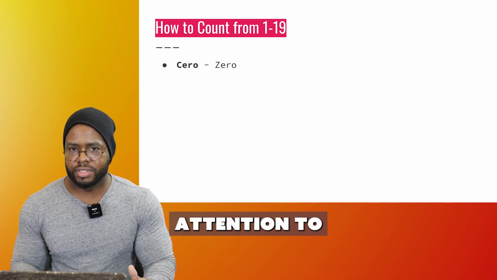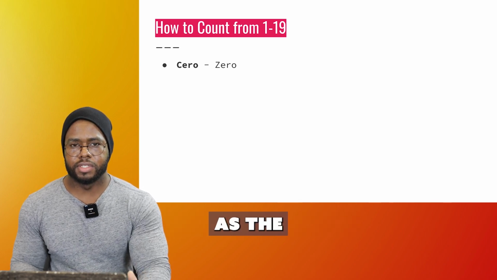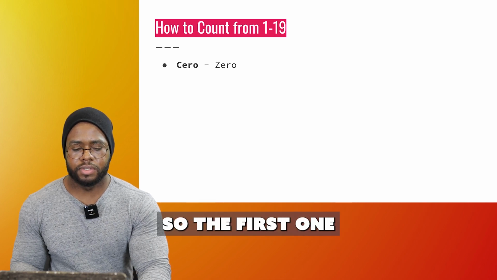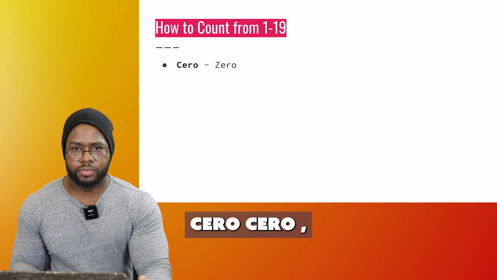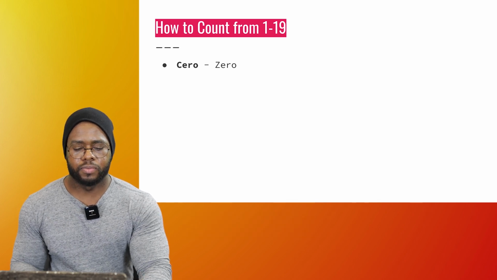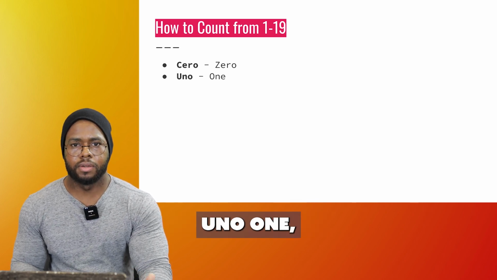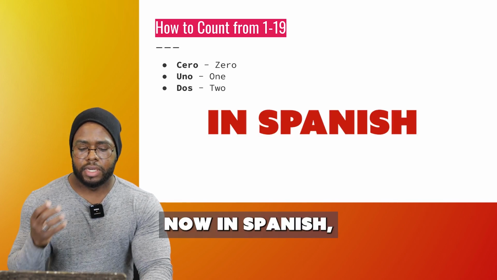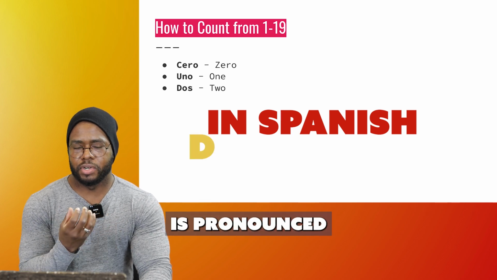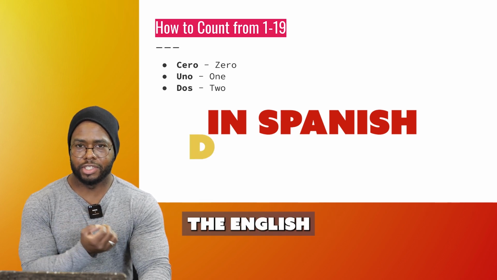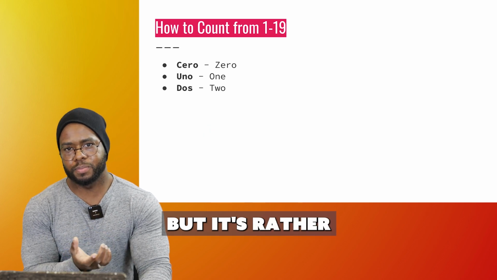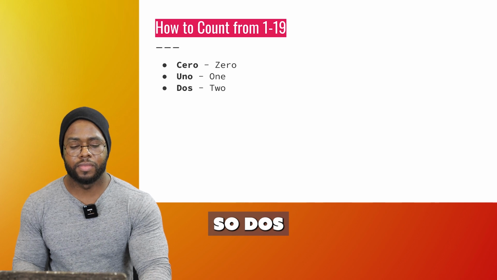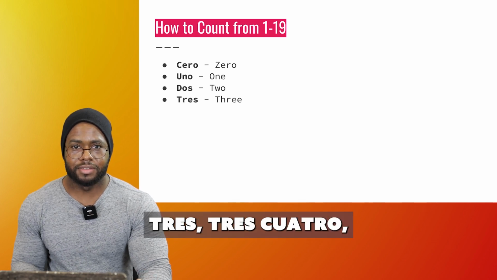Pay attention to the pronunciation as well as the stress placements, which go hand in hand with how I'm pronouncing words. The first one we have is cero, which is 0. Uno, 1. Dos, 2. Now, in Spanish, the letter D is pronounced like a TH rather than the English D sound. So it's not dos, but almost like THOS. So dos, tres.